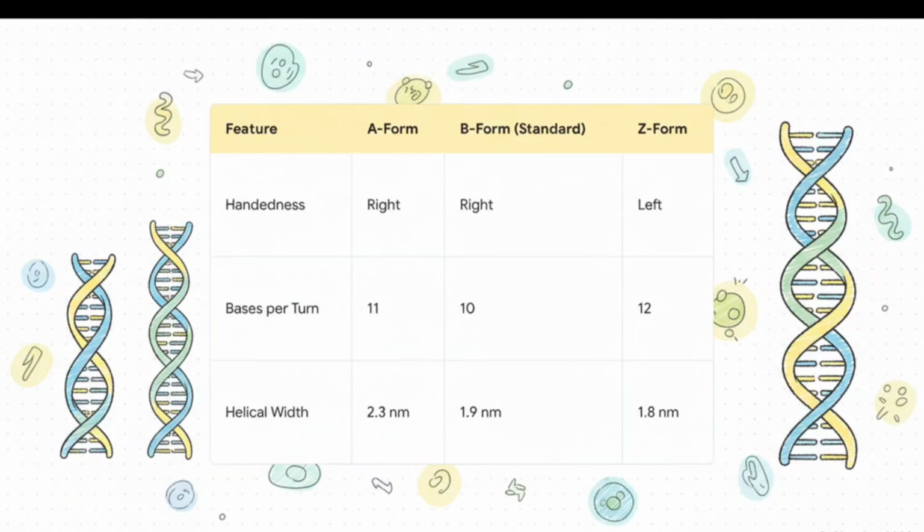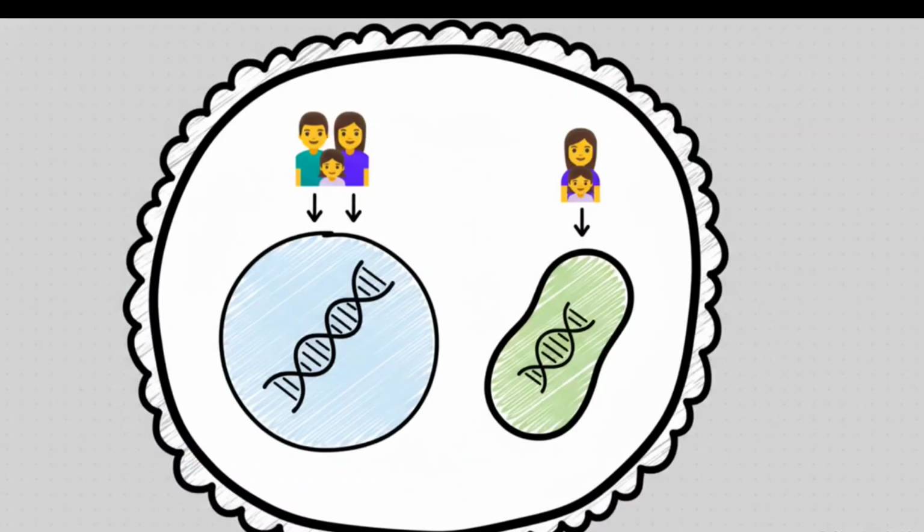And these aren't just weird little quirks. These different shapes can actually play a role in controlling which genes get turned on or off. It just goes to show how dynamic this molecule really is. And DNA's variety isn't just about its shape, it's also about where you find it. Most of it, our main genome, is packed into the nucleus of our cells. That's about 3 billion base pairs of linear DNA that we inherit from both of our parents.